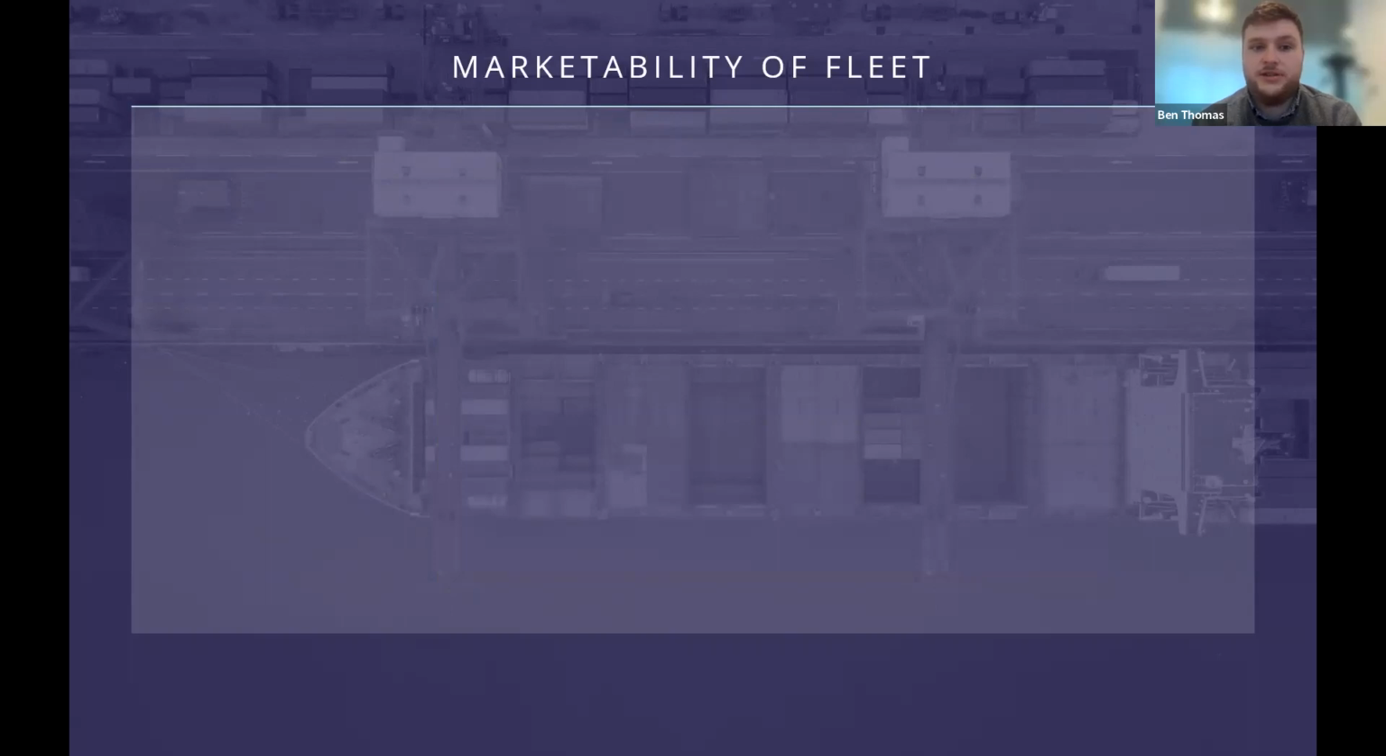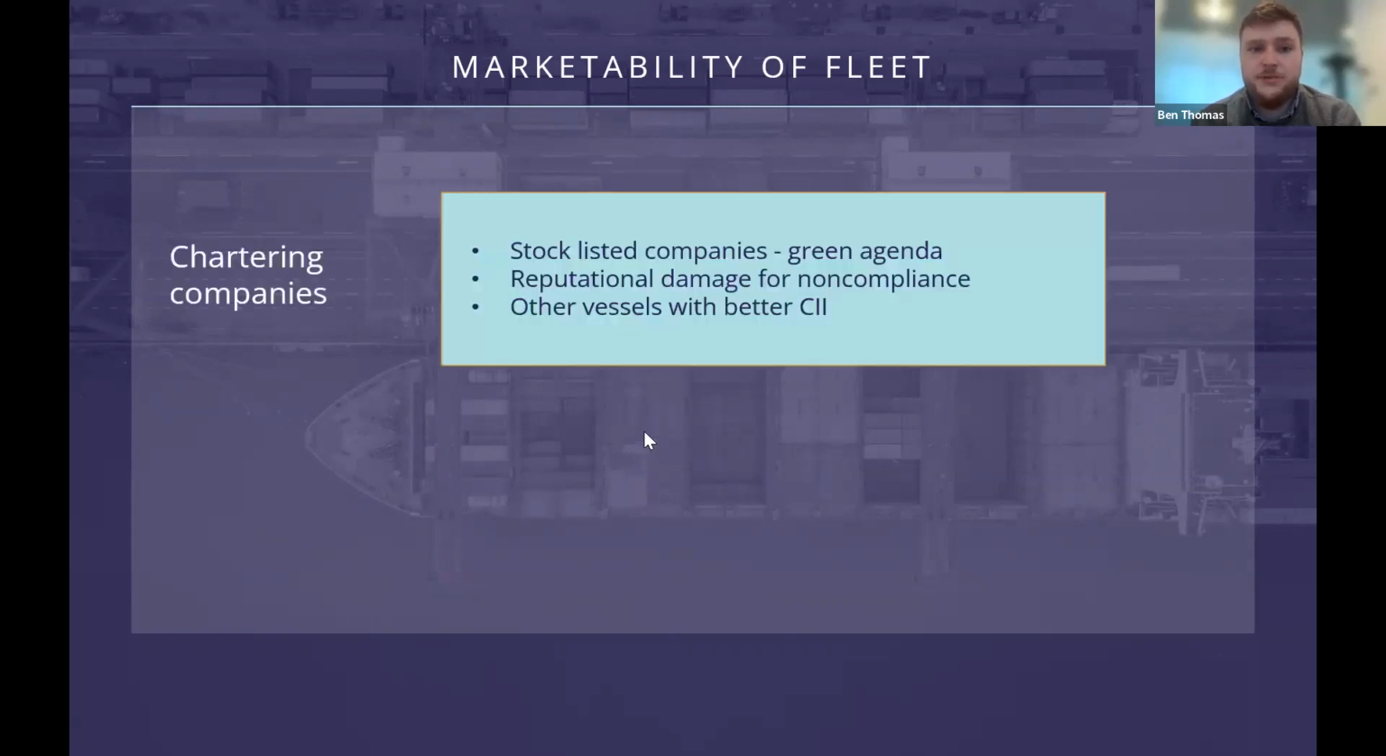And so it isn't against the odds to consider that the public may have a new and renewed interest in the emissions that have been produced to receive their goods. We must then consider how the vessel will be marketable.